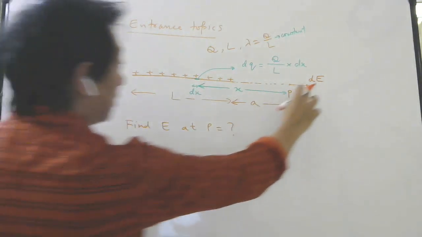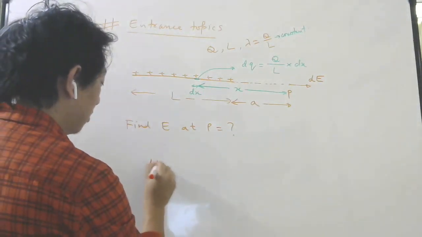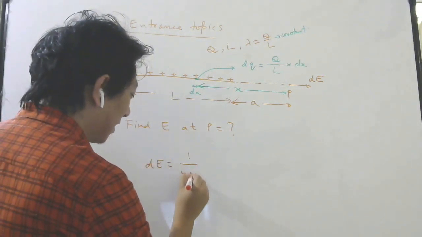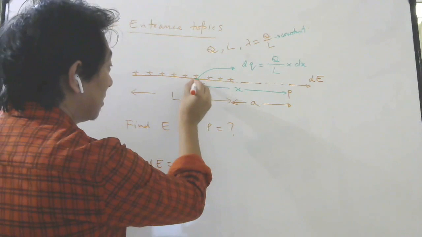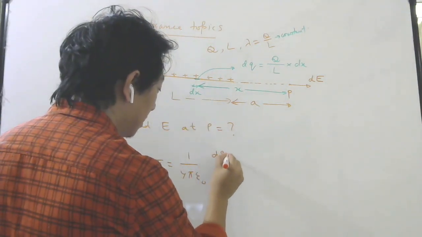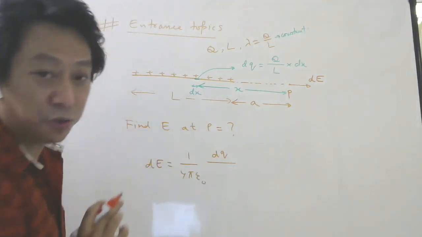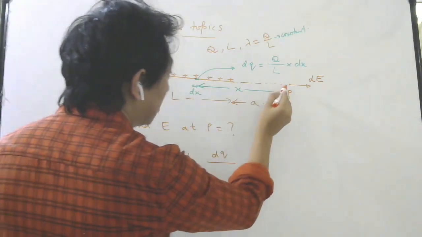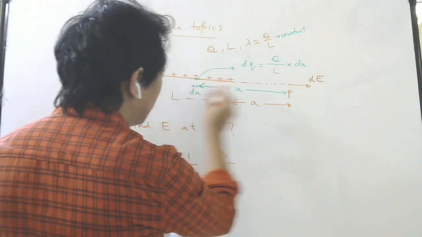And to calculate that dE, I can use the formula of a point charge. Which is 1 by 4 pi epsilon naught, the charge in this piece dq, divided by r square. We used to write, what was r? The distance between the source charge and the observation point. How much is the distance from here to here?